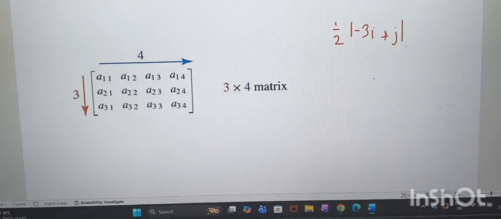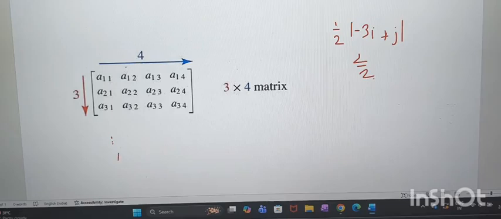Now they have given this as the formula. So we have to find all the elements now. So this i value is 1, j value is 1. So it's going to be minus 3 plus 1, and that is nothing but minus 2. But it's inside a modulus, so it will become plus 2, and positive 2 upon 2 is nothing but 1. So our first element is 1.